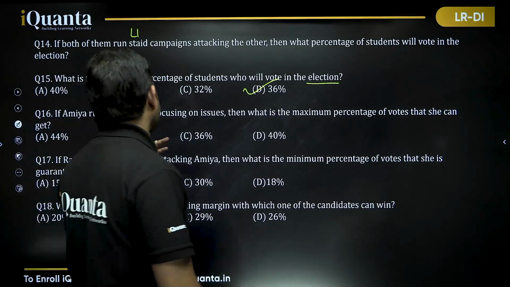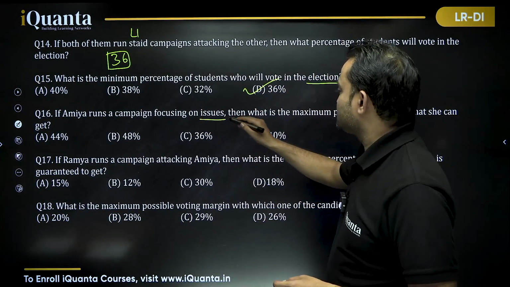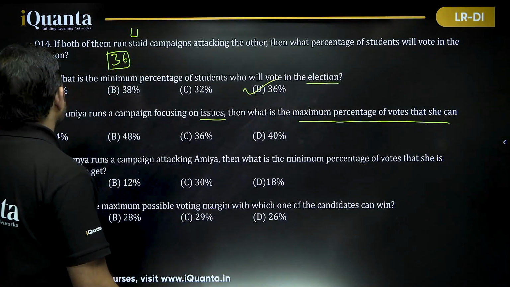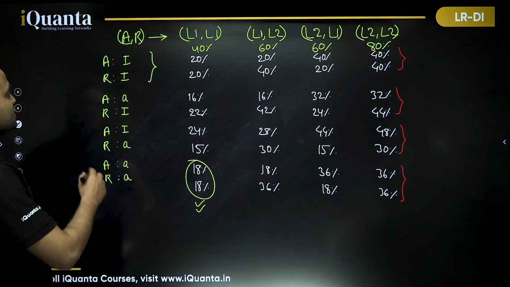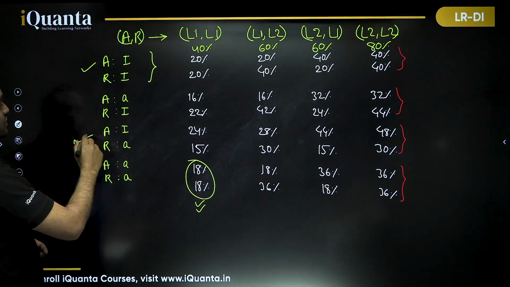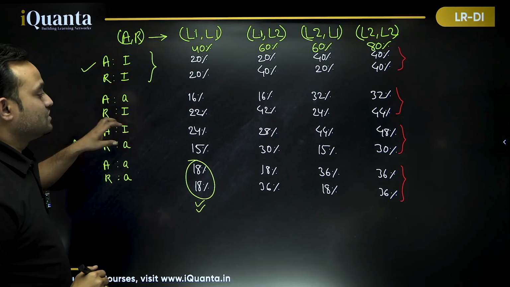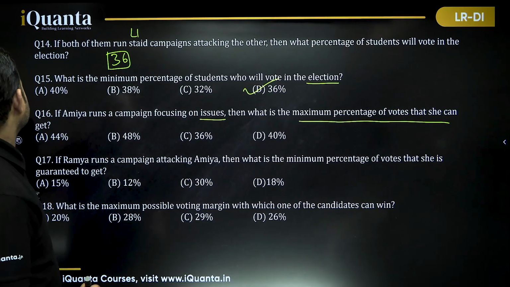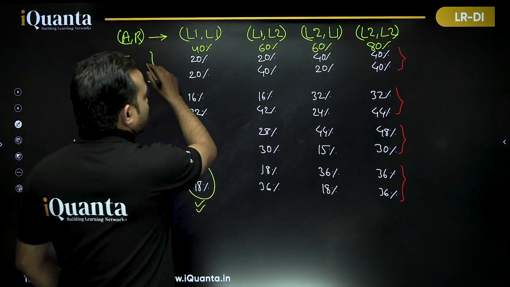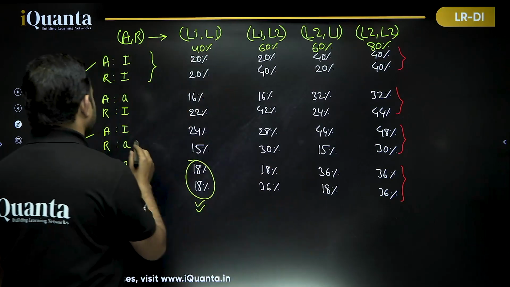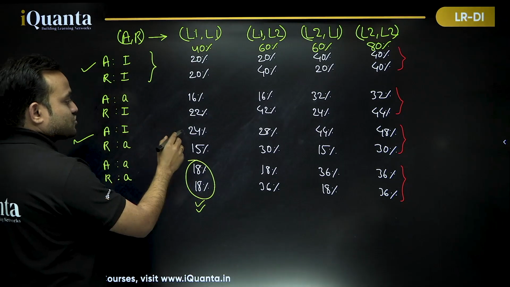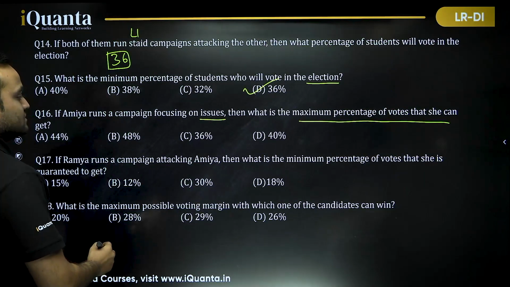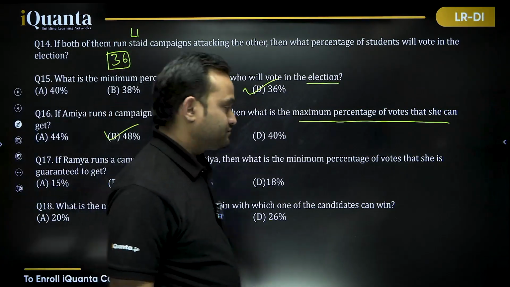If Amia runs a campaign focusing on issues, then what is the maximum percentage of vote C can get? Amia running on issues. So this one, we can focus on this one, either this one or this one. Where do you see maximum percentage? It says maximum percentage of vote that C can get. So in case of Amia, 20, 20, 40, 40. In case of Amia, running campaign on issues, 24, 28, 44, 48%. So this is maximum, right? So our answer is option B.